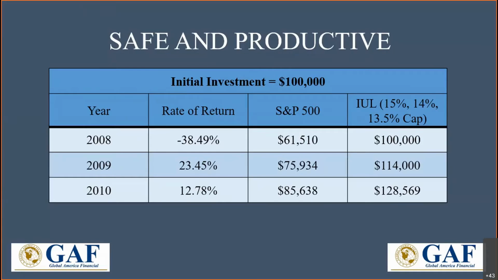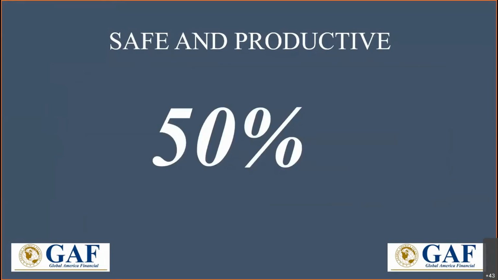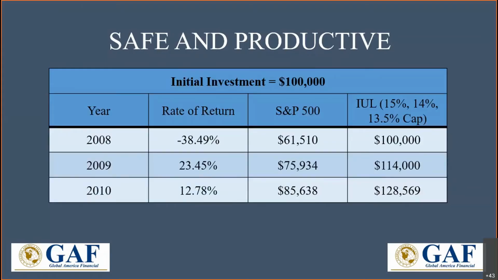Now you tell me, Mr. and Mrs. Client, would you rather be, 3 years after 2008, at $128,000 in your account or $85,000? It's a no-brainer, guys. $128,000. That's a 50% difference from being in the stock market compared to the IUL. $128,000 minus $85,000. It's a big difference when it comes to planning for retirement.